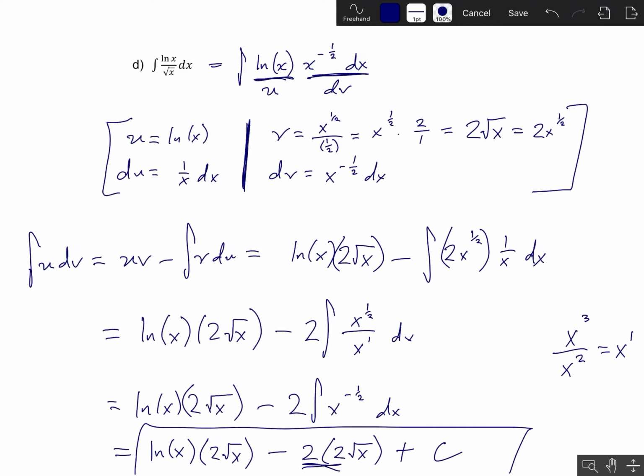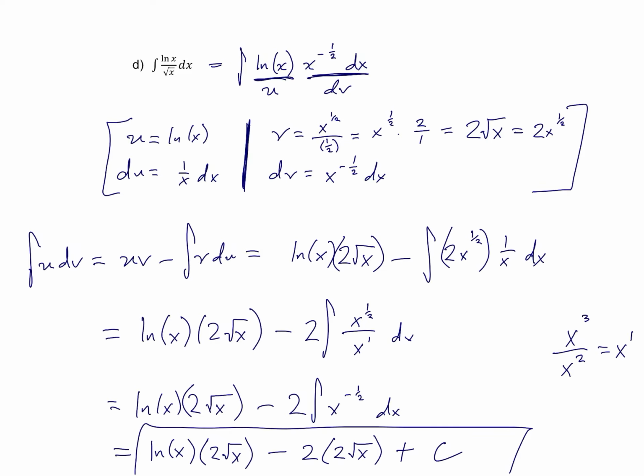And you could, of course, clean this up a little bit. Like this is just a 2 times 2, so clearly you could write a 4 root x, but you don't have to clean these up. I'm okay with you just writing it like this as long as you finish the integral and you write your answer in terms of the original integration variable. So that's the answer to part D.